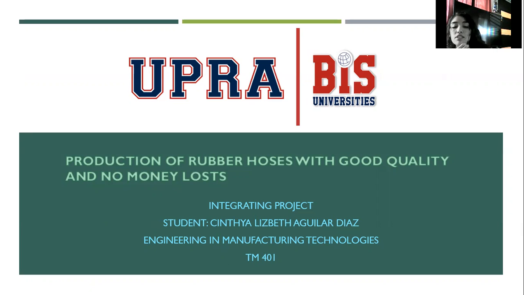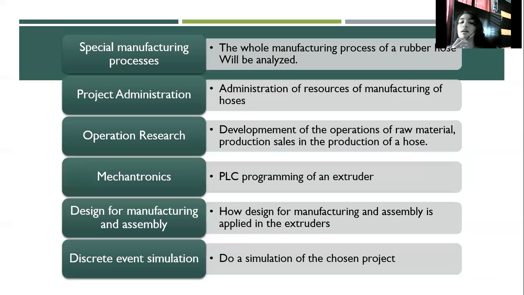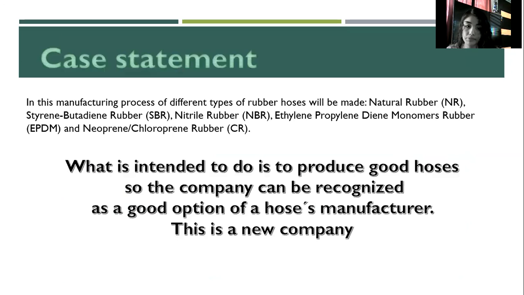I'm going to explain my integrating project, that is the production of rubber hoses with good quality and no money lost. The introduction. These rubber hoses are going to be made, but they must have a good quality and we must not have money lost. And with all the subjects, I'm going to analyze the situation, and I'm going to apply my acquired knowledge to choose the correct solution.